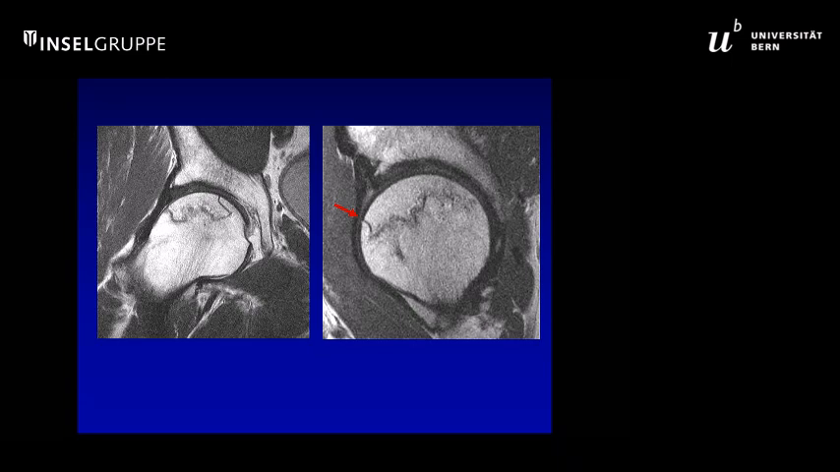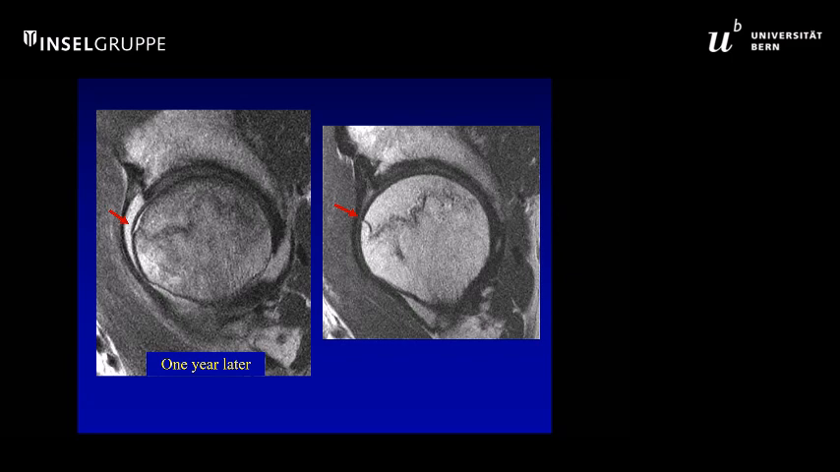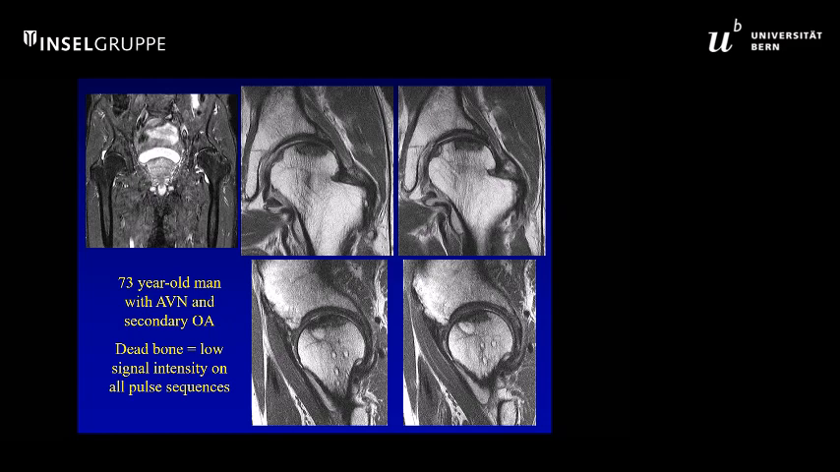As we follow these patients tomographically, look for subtle offsets of the tide mark. In my experience, they offset delamination 1 year later. You can see that same area where it was very subtle on the previous scan is now obviously delaminating and collapsed in the subchondral bone. Dead bone, low signal on all pulse sequences.